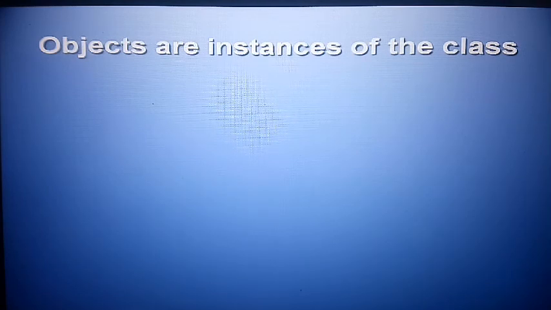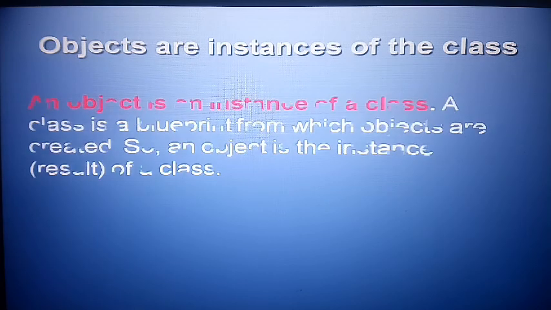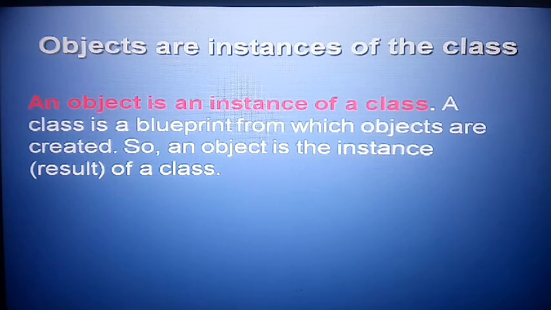Second point, objects are instances of the class. Yes, I know, because without a class how do you define objects? Every object is an instance of a class. A class is a blueprint from which objects are created. So every object is created from a class. An object is an instance of a class.